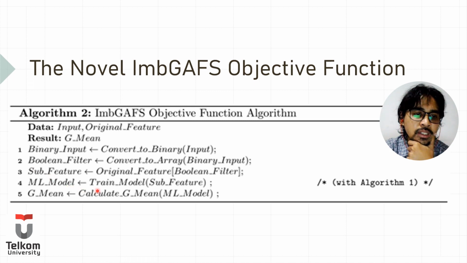Then we train our optimal machine learning model using the subfeatures, and then we optimize again the G-mean until we get the maximum value of our G-mean, and the G-mean value becomes the optimum value that is the output of our objective function, and that is the GA process.